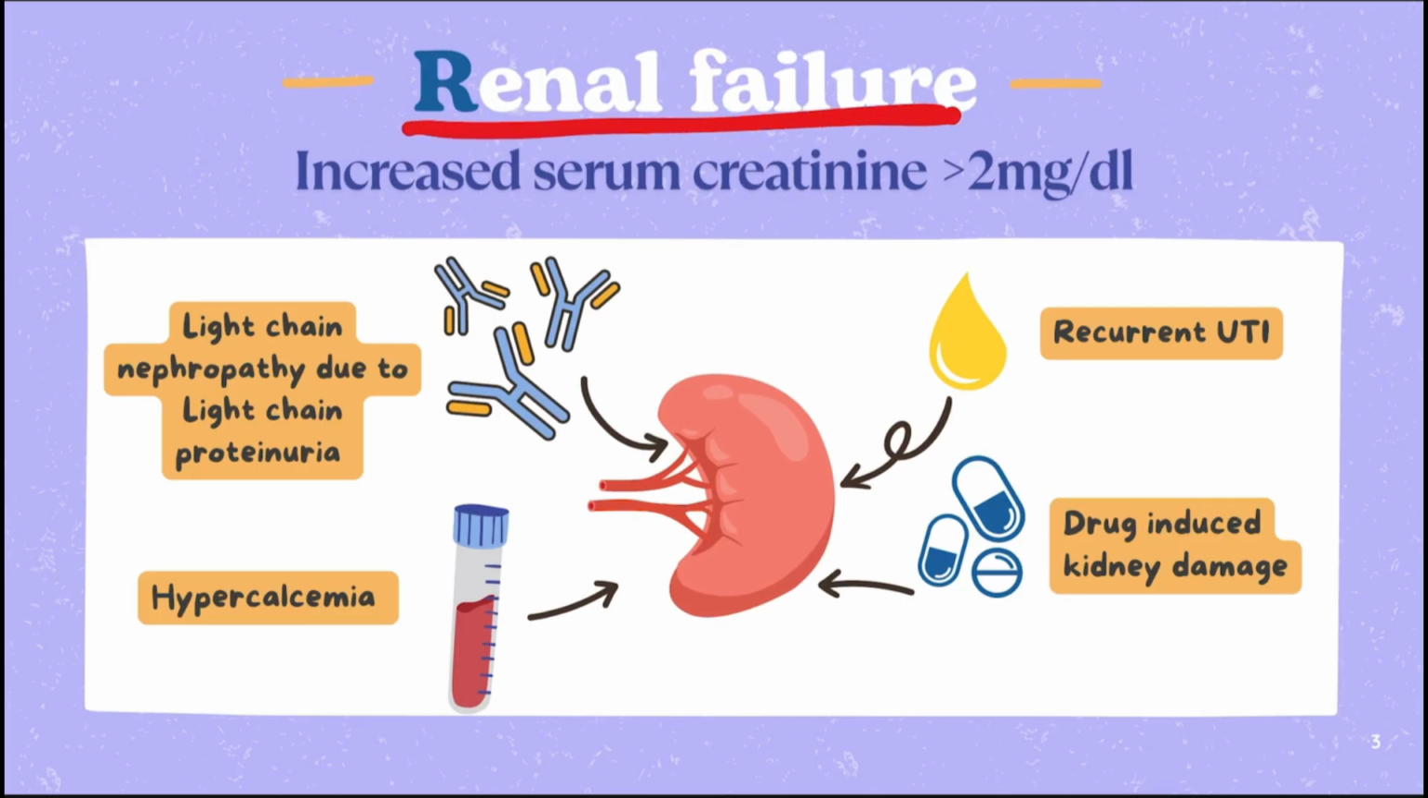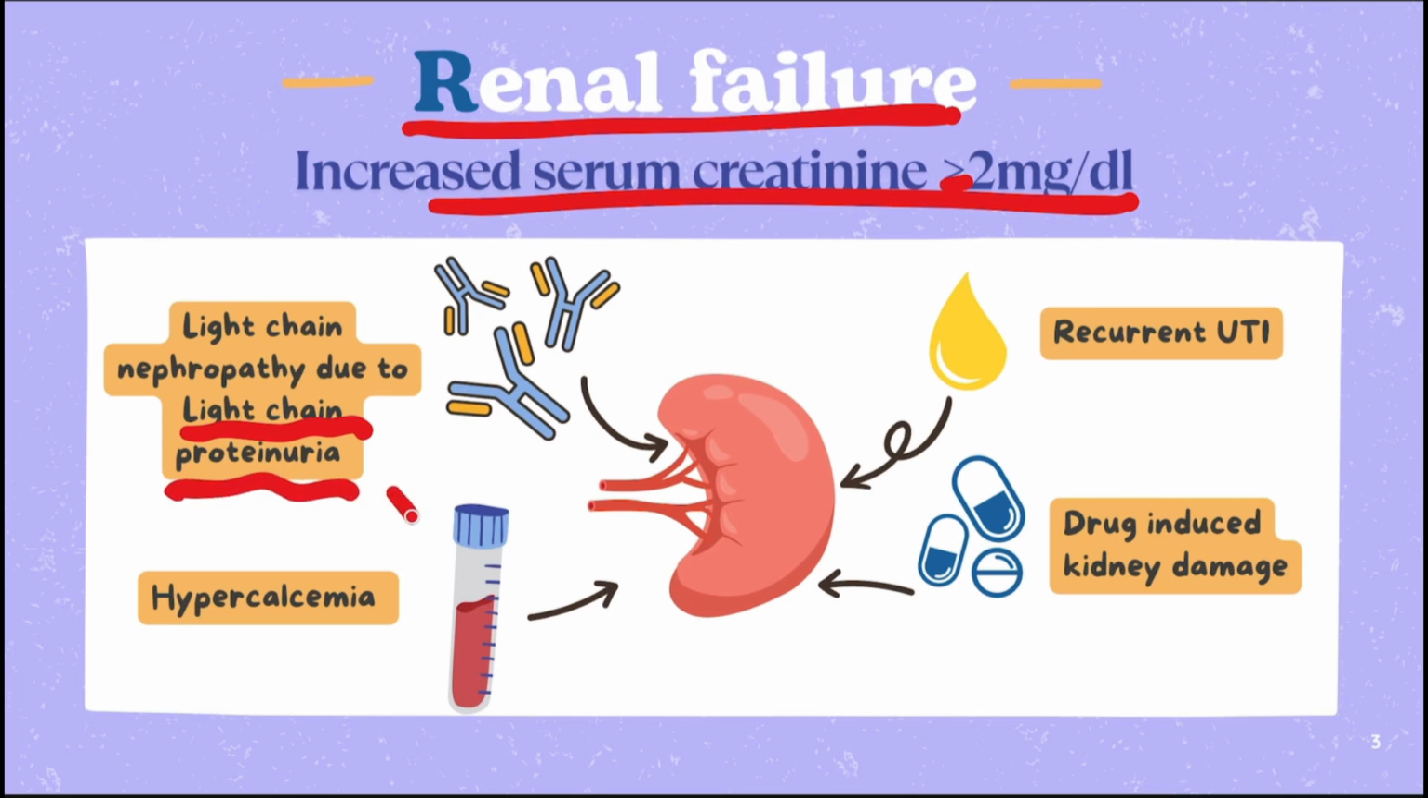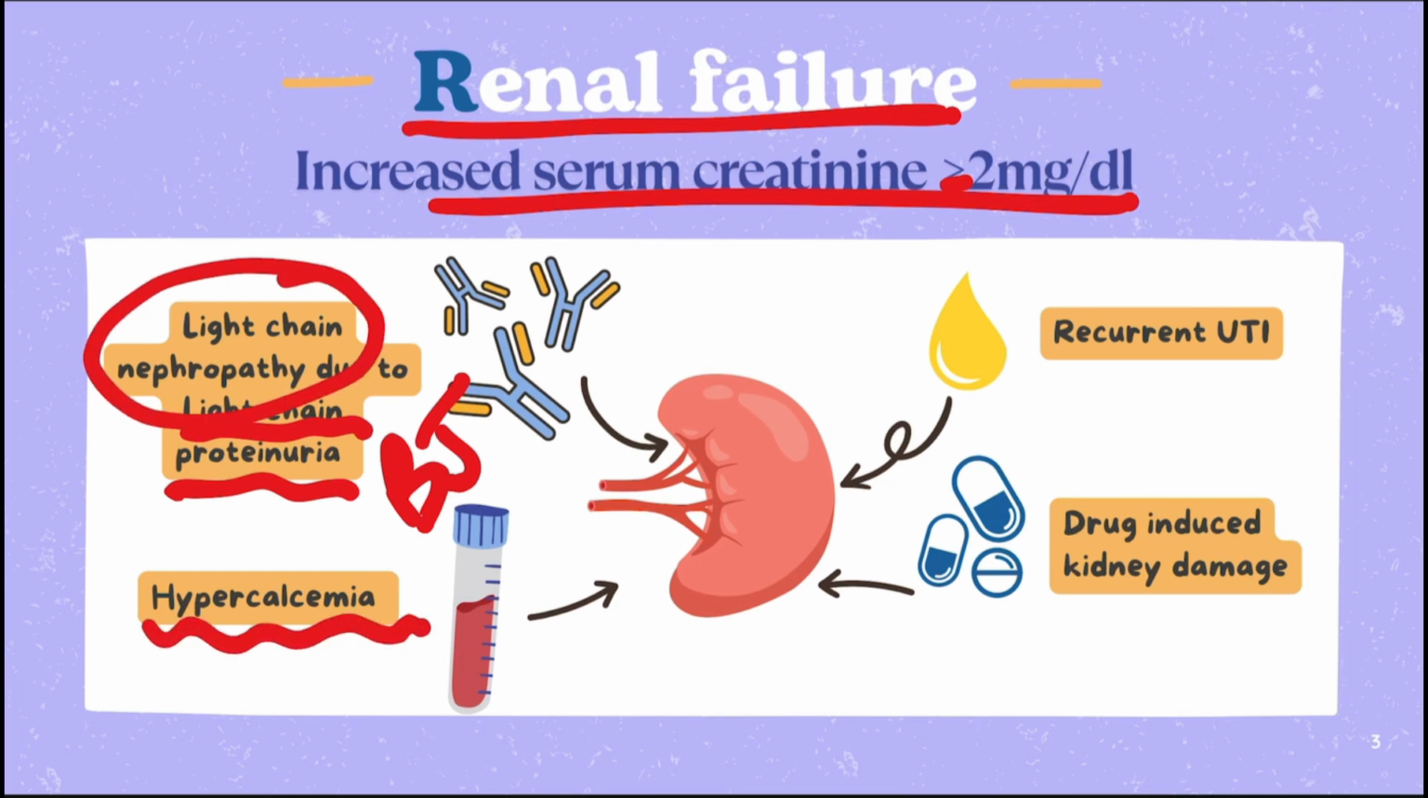Renal failure is characterized by an increased serum creatinine of more than or equal to 2 mg per deciliter. There are multiple mechanisms why renal failure occurs in multiple myeloma. The most common one is light chain proteinuria, or what we call Bence-Jones proteinuria, which can result in light chain nephropathy. Another reason is hypercalcemia. Another reason is recurrent UTI.